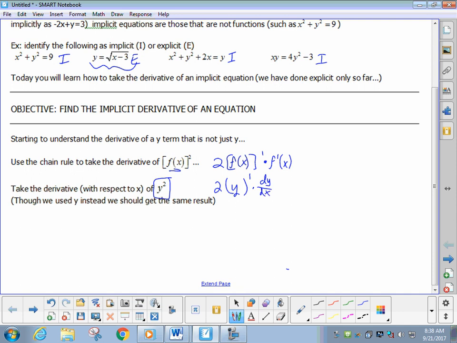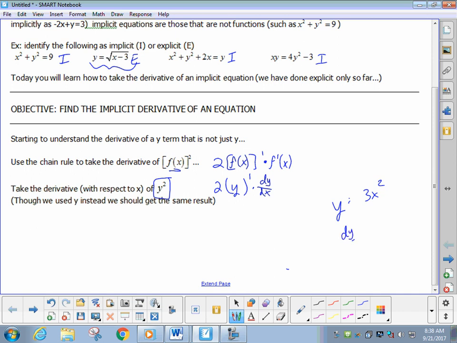Just like the other one above, I take the derivative of the outside function, which is y squared becomes 2y. But you have to take the derivative of the inside. And when you take the derivative of y with respect to x, don't overthink it here. When I took the derivative of this, what's this side?